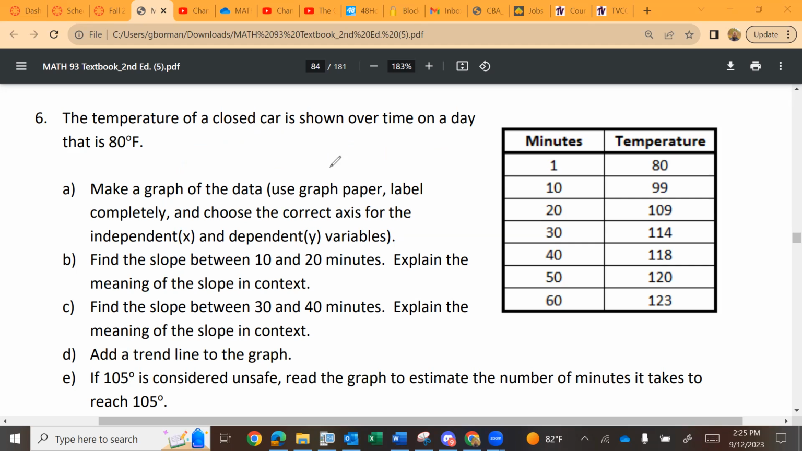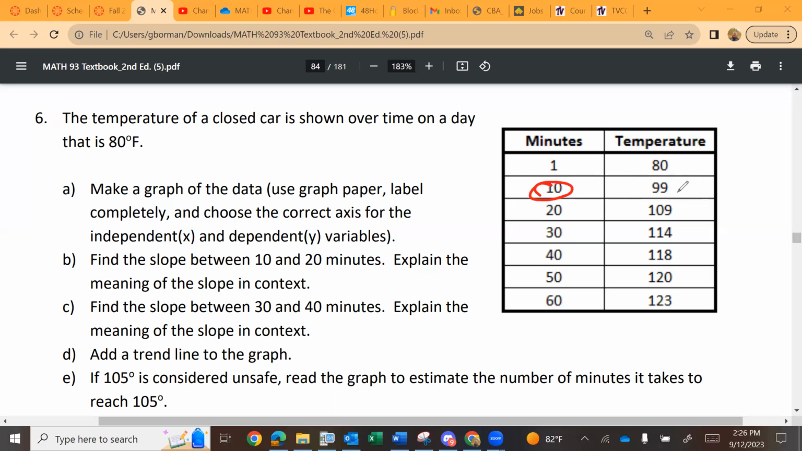All right, now on number 6, the temperature of a closed car is shown over time on a day that is 80 degrees. So our X values are how many minutes the car has been outside when it's 80 degrees outside, and the windows are up because it's closed. At least I'm assuming. It doesn't matter. And so what's the internal temperature? Well, 1 minute after the experiment starts, so like 1 minute after you get out of the car, it's about 80 degrees inside the car. You probably had the AC on, so the temperature's coming up from 72 to 80.